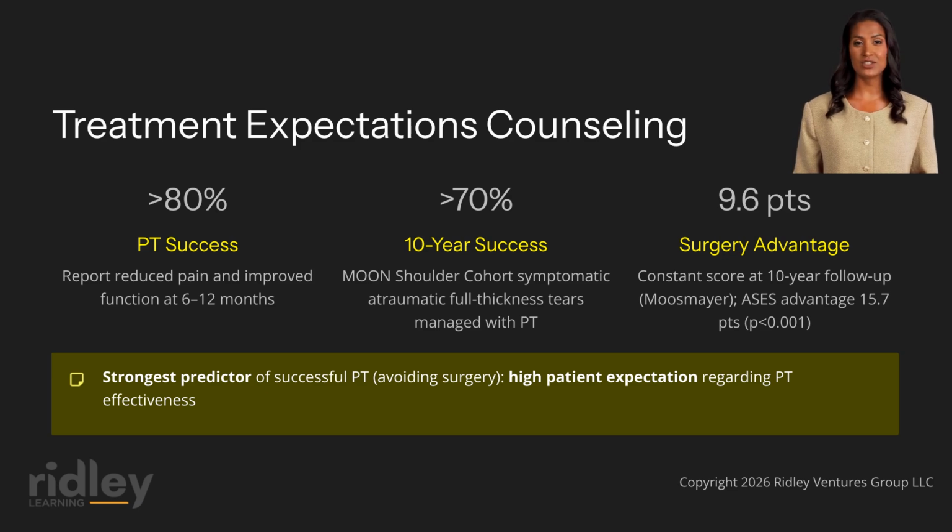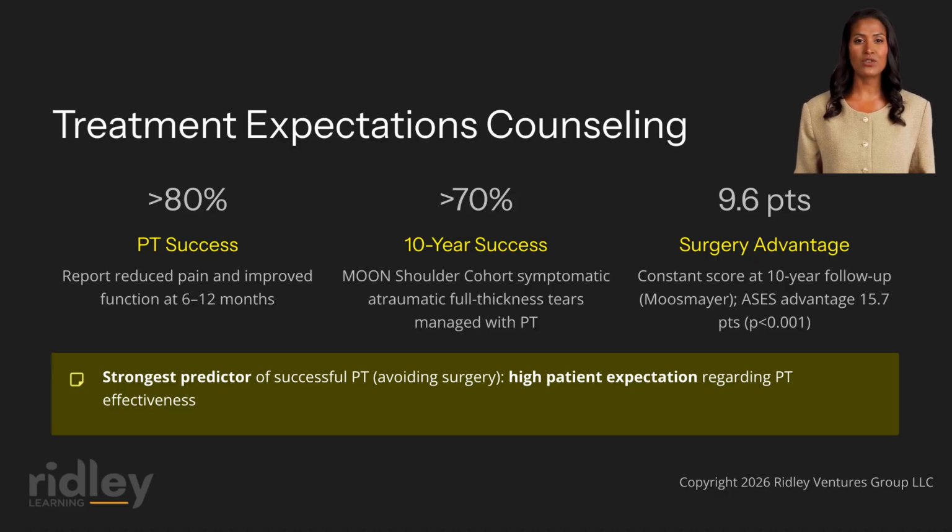For patients considering surgical intervention, healthcare providers should explain that surgical repair yields statistically significant improvements compared to physical therapy at long-term follow-up. At 15-year follow-up, Moosmeyer and colleagues demonstrated that surgery provided a clinically meaningful advantage of 9.6 points in the constant score, a result that was strongly and reliably supported across the study data and highly unlikely to be due to chance, and 15.7 points in the ASES score, an even more substantial advantage that was very strongly supported across the evidence and almost certainly reflecting a true and meaningful treatment effect compared to physical therapy.